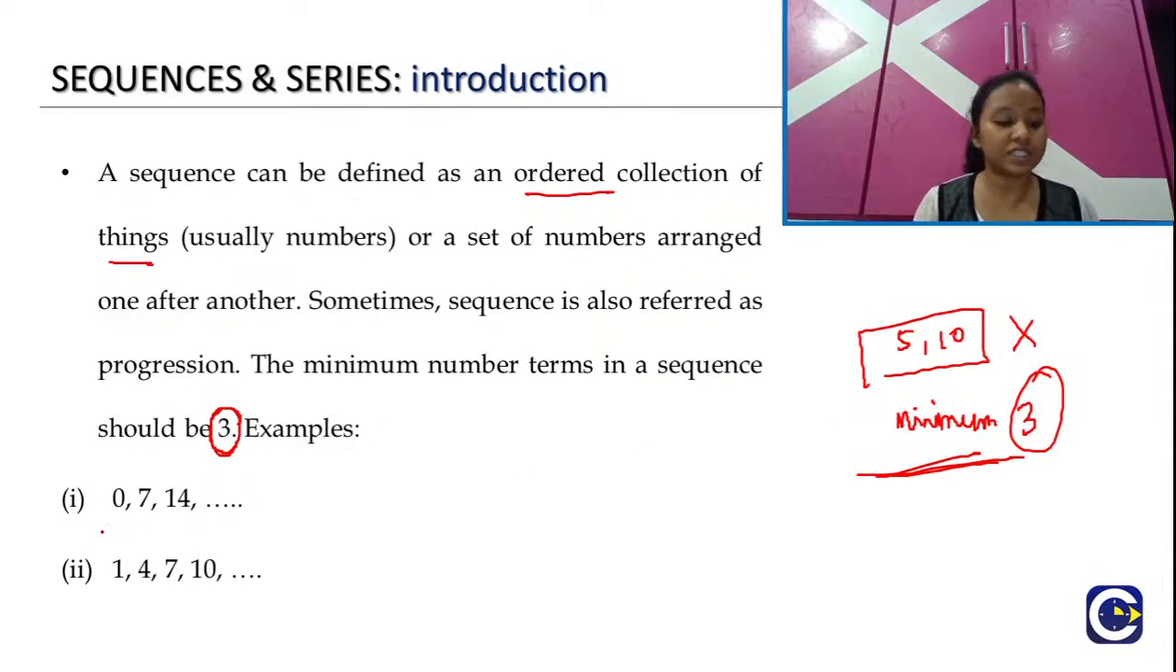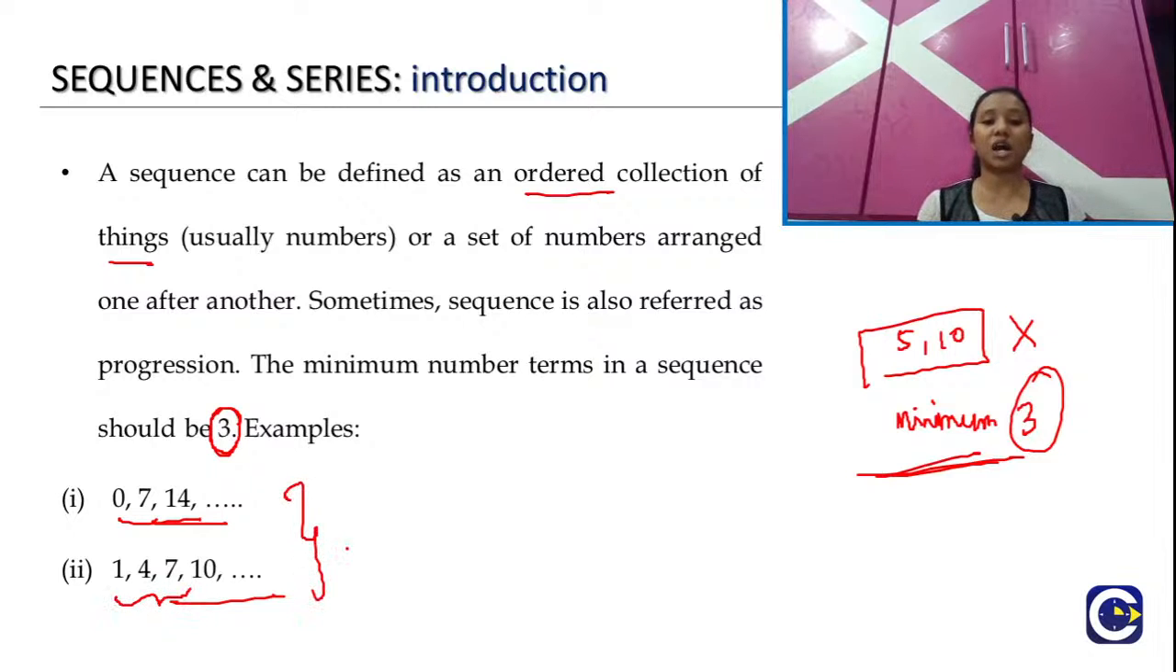So here you can see examples of a sequence: 0, 7, 14, and 1, 4, 7, 10. Right. So here you can see 7 plus 7 plus 7, and here plus 3 plus 3. Right. So here we have the minimum number of terms, 3. So absolutely these two are examples of sequences. Right.